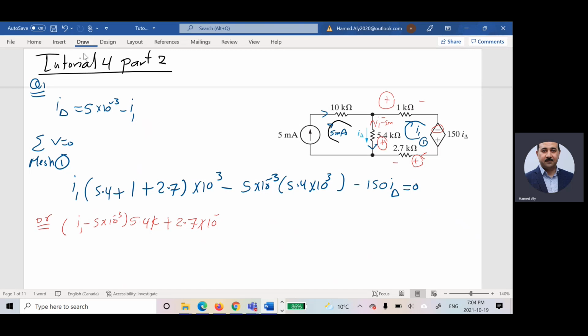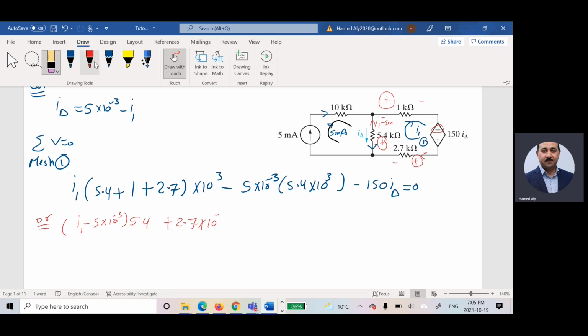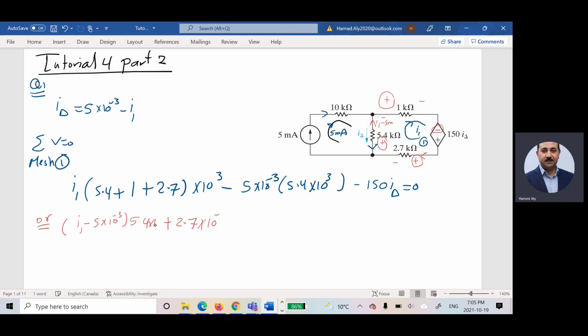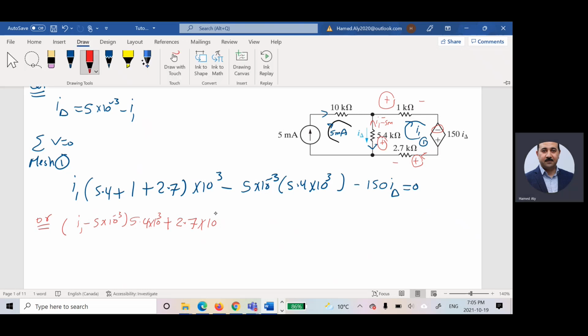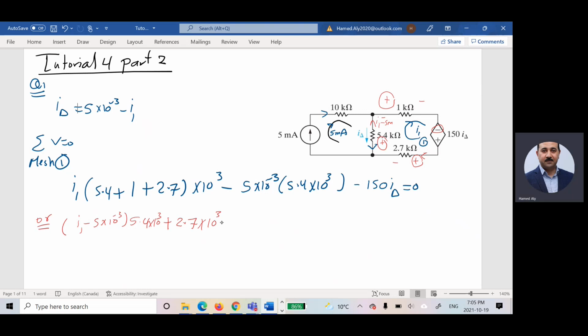But I can write this since I wrote times 10 to the power 3, so I will change that to be 10 to the power 3. So 2.7 multiplied by 10 to the power 3 multiplied by, here is this, multiplied by I1 plus 1 kilo multiplied by I1, don't forget, minus 150 multiplied by I delta is equal to 0.